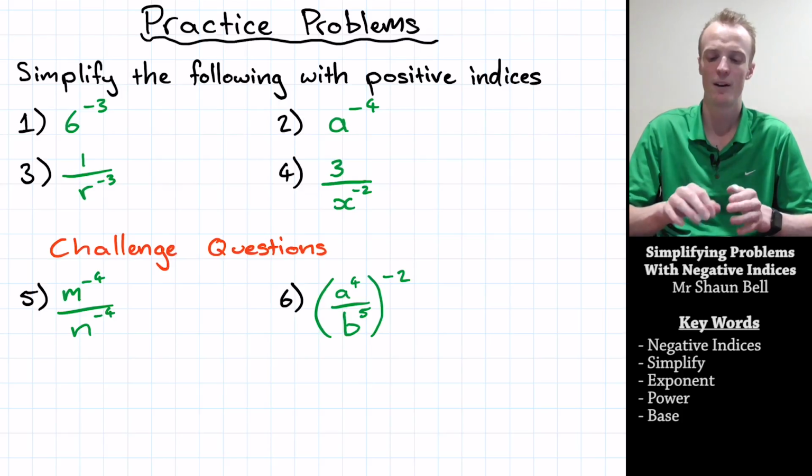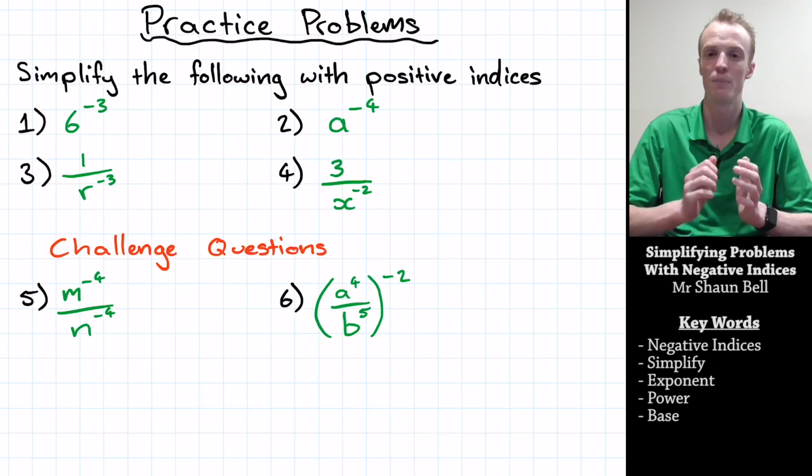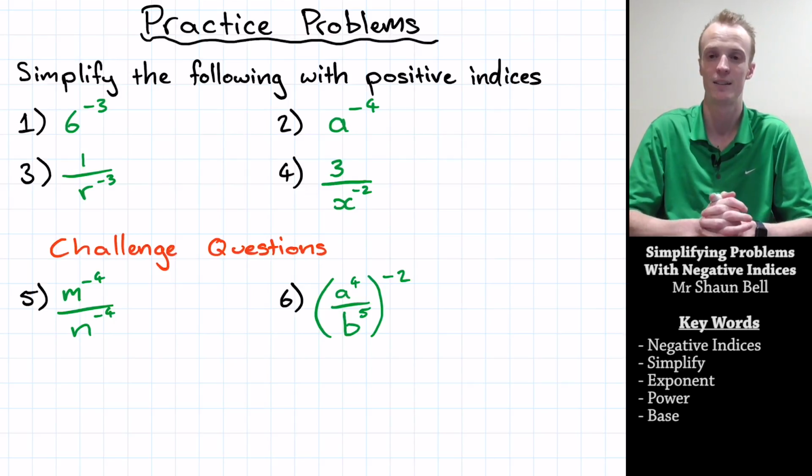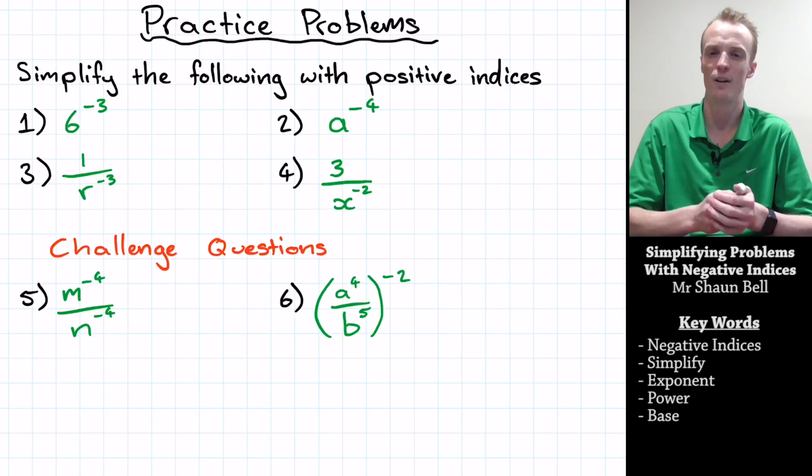So now I'd like for you to have a go. I'd like you to simplify the following 6 questions, leaving your final answer with only a positive indice. You might discover along the way a mathematical shortcut that can be used when you're simplifying negative indices. It's important to see if you can discover this shortcut yourself so you know why it works, but also when you can actually use it.